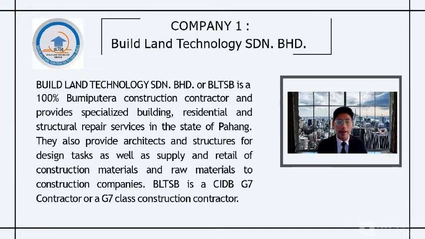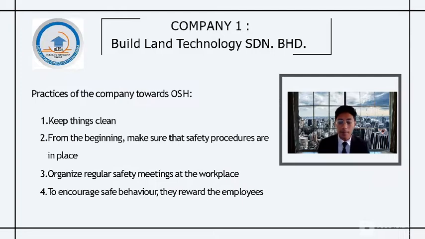They also provide architects and structure for design tasks, as well as supply and retail of construction materials and raw materials to construction companies. BLTSB is a CIDB G7 contractor, or a G7 class construction contractor. That is the background of the company.